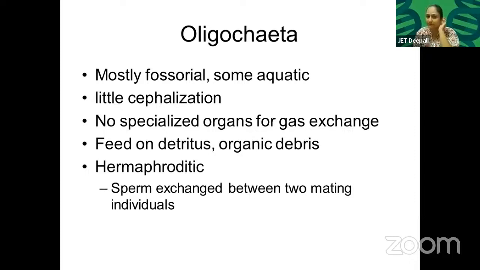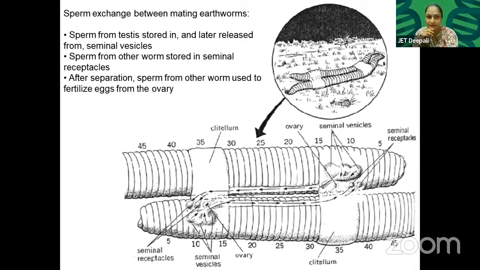Mostly fossorial, some aquatic, little cephalization, no specialized organs for gaseous exchange, feeds on detritus, organic debris, hermaphroditic. Sperm exchange between two mating individuals. See, earthworms are hermaphrodites. Leeches are hermaphrodites too, but they reproduce with the counterpart, the male part of another earthworm. They stick to each other during the breeding season.